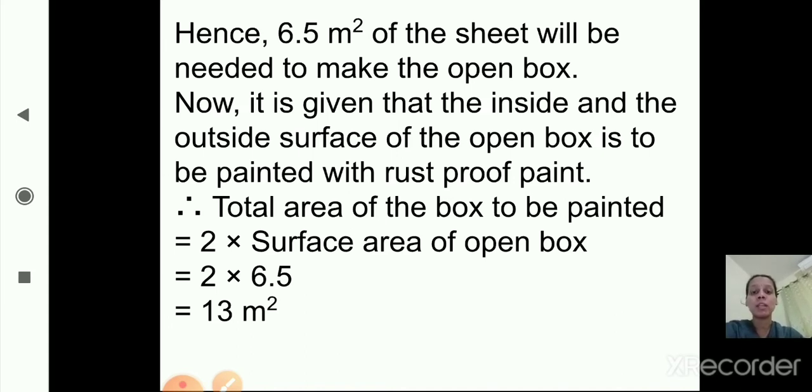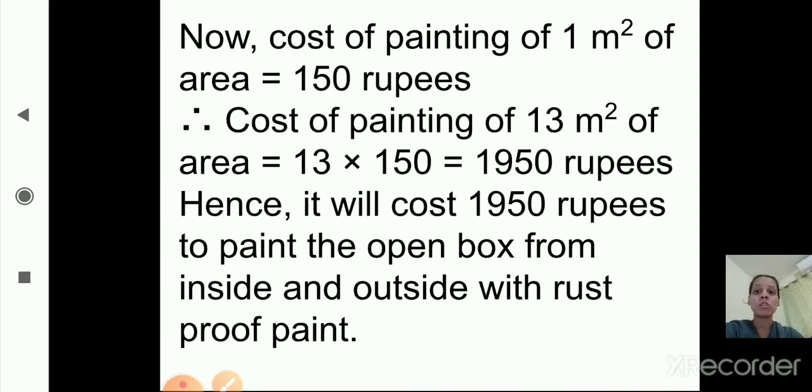Now what is the next part? In this question the next part is given, that is, the cost of painting of 1 meter square of area is equal to 150 rupees. So we have to find out cost of painting of 13 meter square of area. So 13 meter square means 13 multiplied by 150. Cost of painting of 13 meter square of area is equal to 13 multiplied by 150.